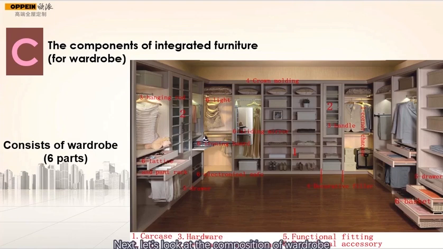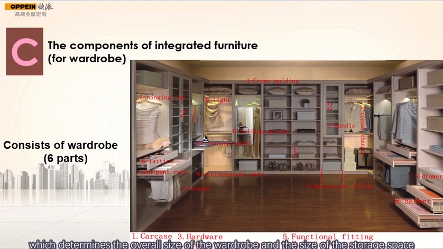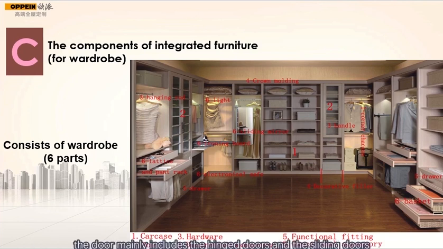Next, let's look at the composition of the wardrobe. It's a U-shaped wardrobe. It consists of 6 parts: carcass, door, hardware, decorative components, functional fittings, and functional accessories. It can be seen from the picture that the carcass is the main part of the wardrobe, which determines the overall size of the wardrobe and the size of the storage space. The door mainly includes hinged doors and sliding doors, which determines the appearance of the wardrobe.